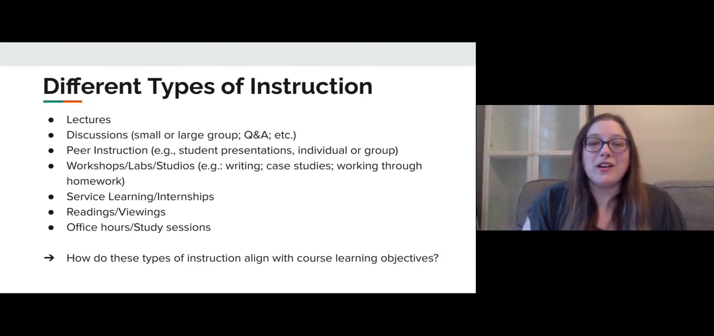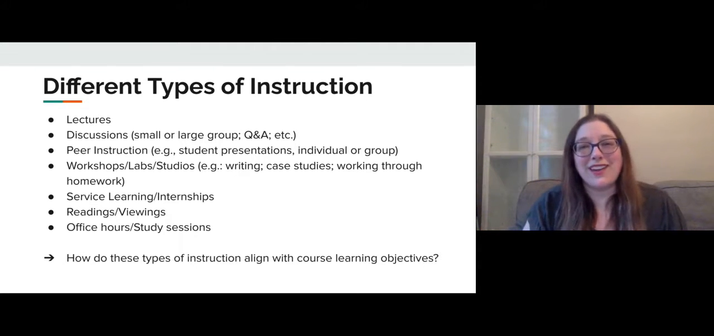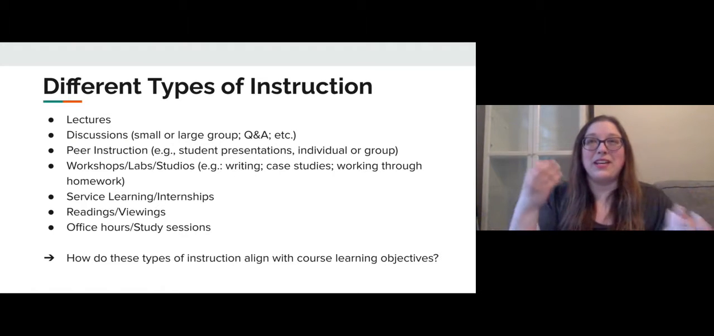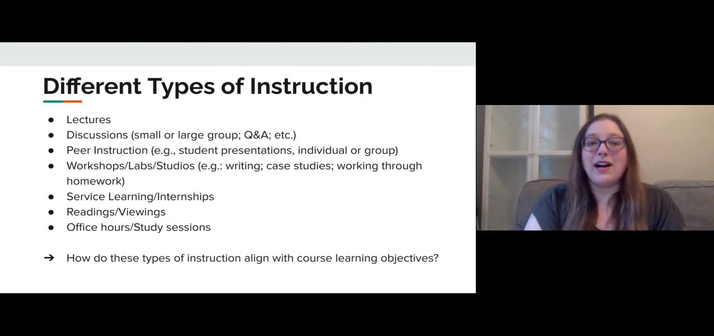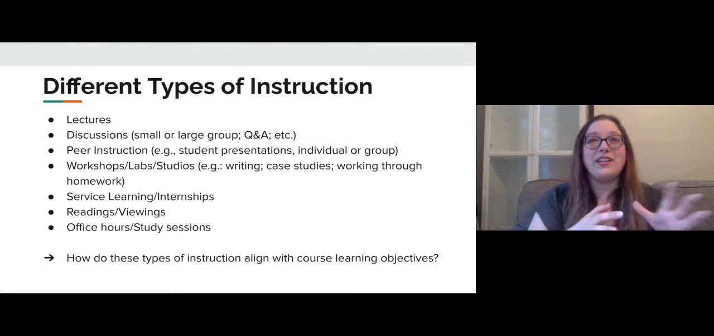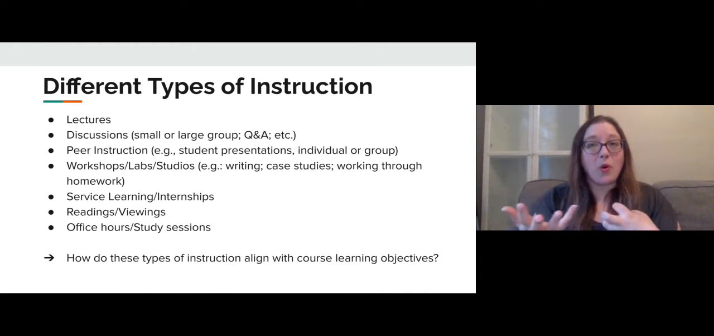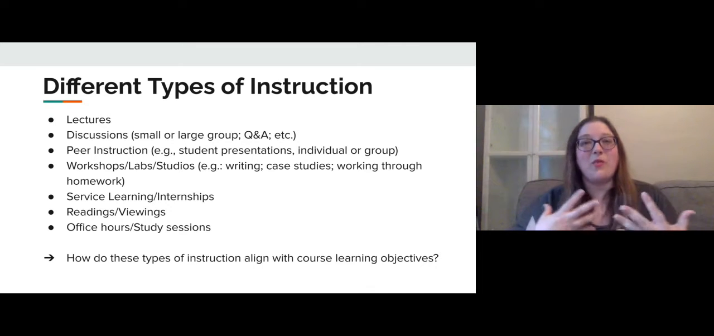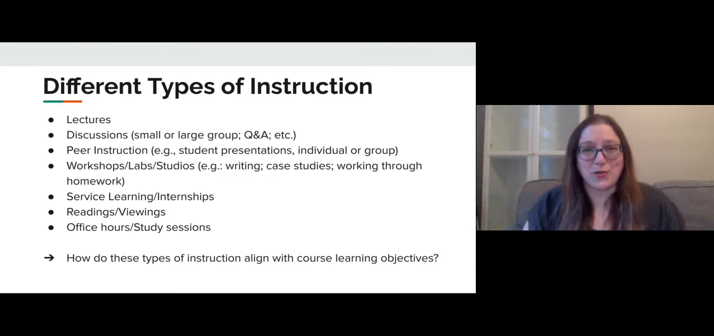We can also think about our readings or viewings or whatever you're assigning as homework as part of instruction, and something to keep in mind when you're thinking about instruction for your class. As well as things like office hours and study sessions, right? All of these, inside the classroom and outside the classroom, play a role in how we're teaching students and how we're filling that instructor role.